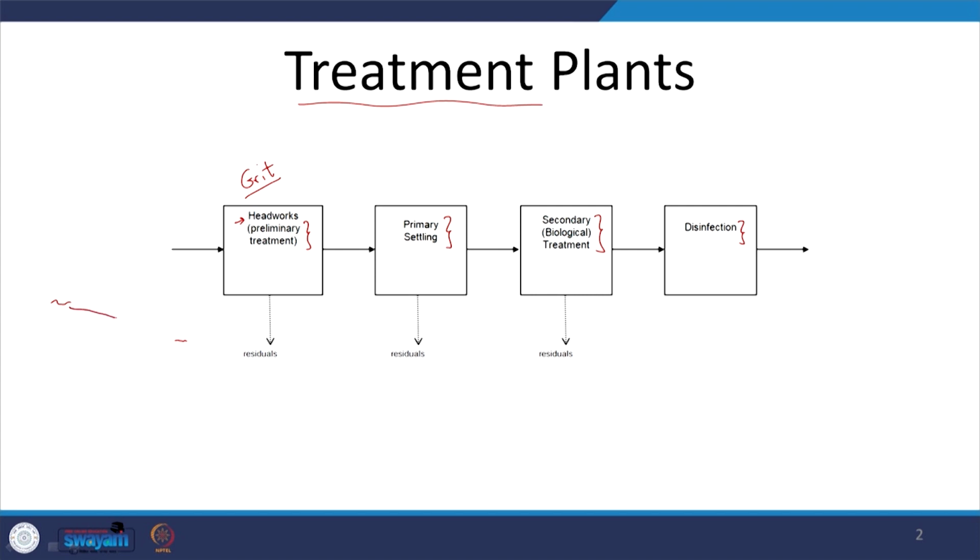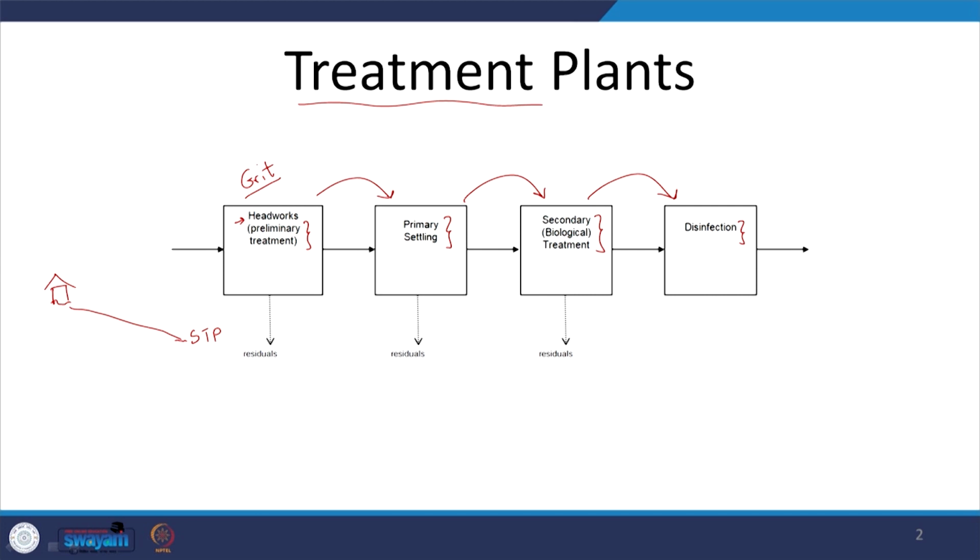So, by gravity your sewage is going to flow from your particular home to the STP, the sewage treatment plant. For the wastewater to go from headworks to primary settling, then to secondary treatment, and then to disinfection, you need a flow from one unit process to the other, and that you typically want to achieve by gravity.